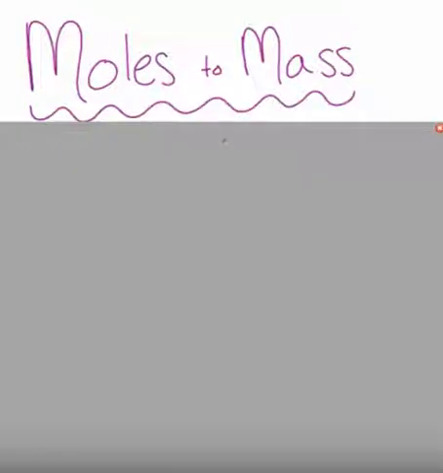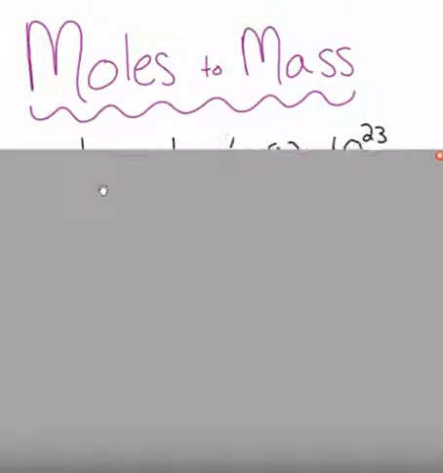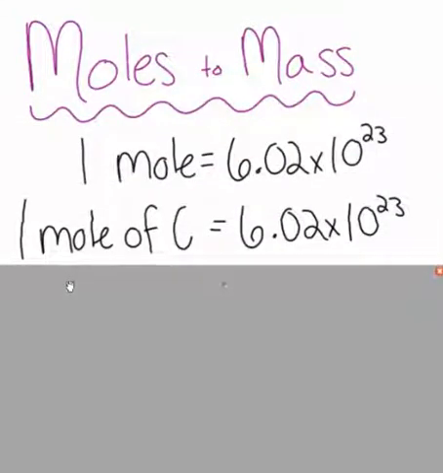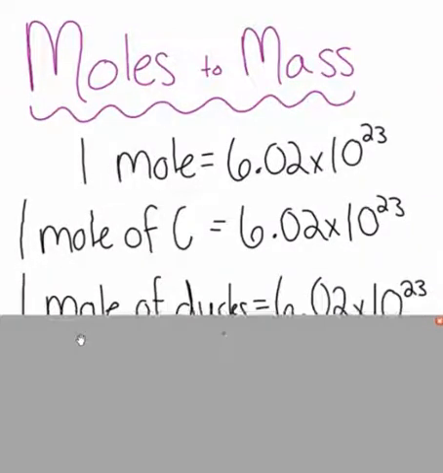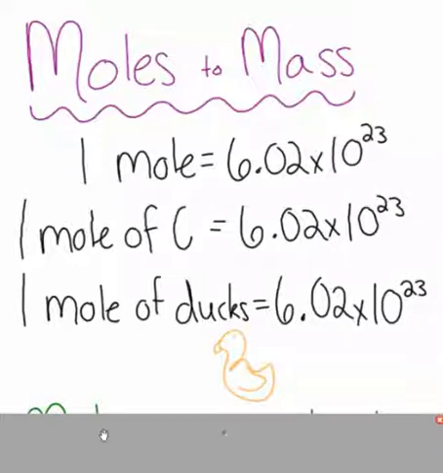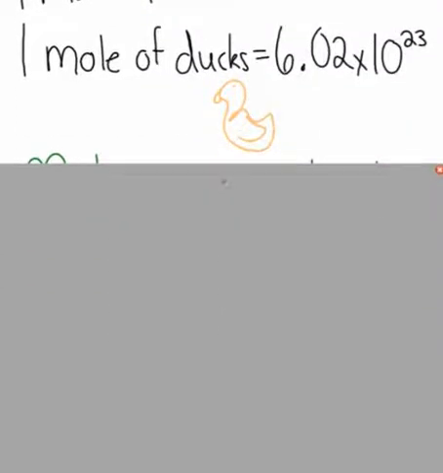So in this vodcast, we're going to talk about calculating from moles to mass. Now, in 1 mole, I have 6.02 times 10 to the 23rd. That can mean a mole of carbons, a mole of ducks, like my little duck. It always means 6.02 times 10 to the 23rd.